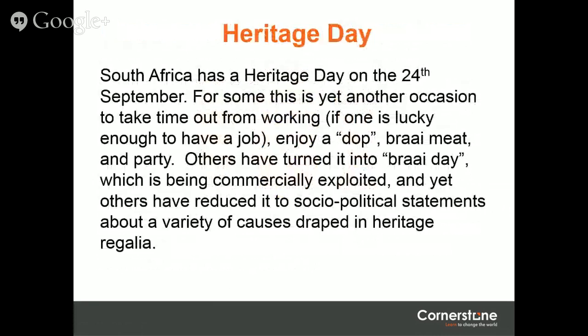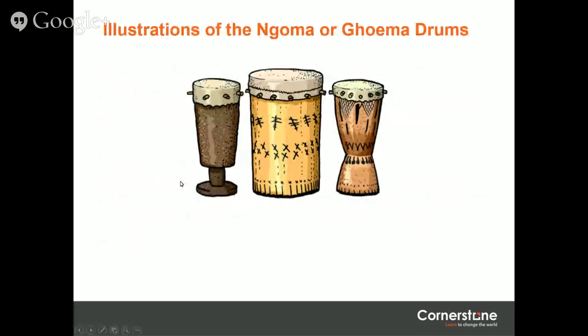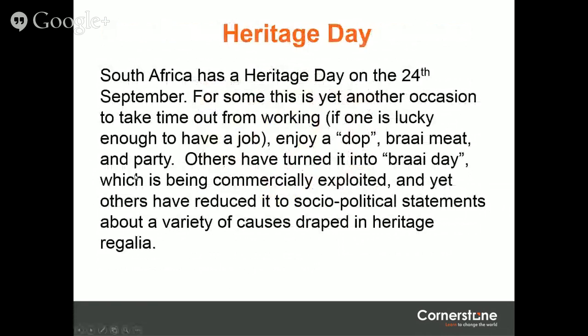South Africa has a Heritage Day on the 24th of September. For some, this is yet another occasion to take time out from working, if one is lucky enough to have a job, enjoy a dop, braai meat, and party. Party acting as a verb there. Others have turned it into Braai Day, which is being commercially exploited, and yet others have reduced it to socio-political statements about a variety of causes draped in heritage regalia.